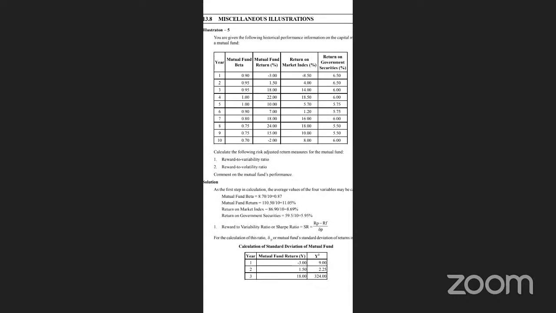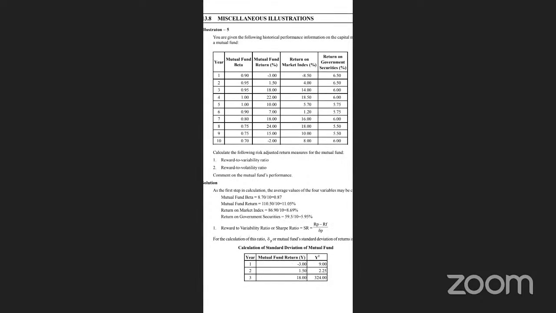Reward to variability is nothing but your Sharpe ratio. What is the formula for Sharpe ratio? RP minus RF divided by risk on portfolio. So RP, what is RP? That is return on portfolio, and RF is something you need to calculate. And risk on portfolio is nothing but the standard deviation of your portfolio. If you look at the standard deviation of mutual funds in the question, directly they have not yet given any information regarding any kind of risk on portfolio, return on portfolio.